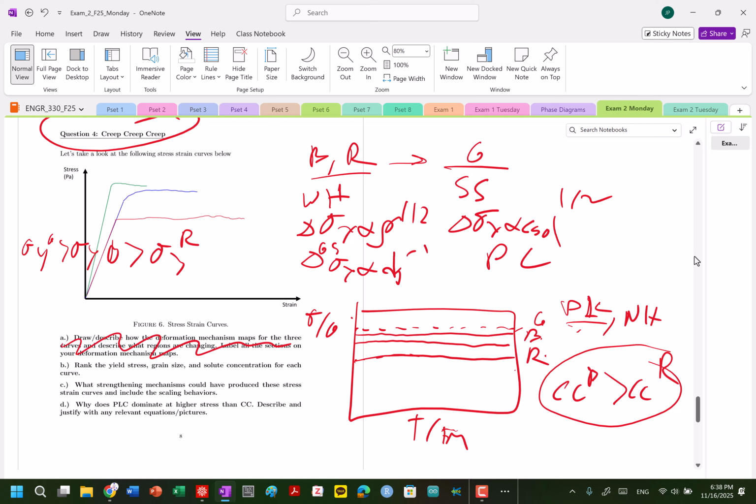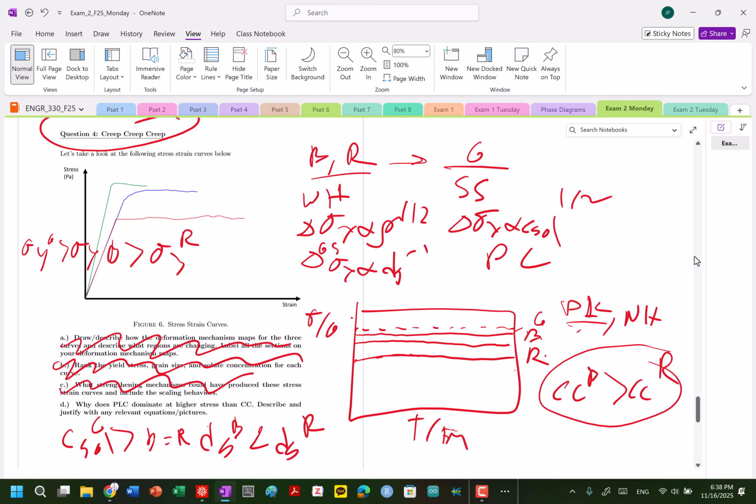So that's fine. For my yield stress, we've ranked them. Grain size: I know for sure my grain size of blue is smaller than my grain size of red. And we're not really sure about the other one. Solute concentration: I know my concentration of solute for my green curve is greater than that of my blue, and my blue and red are probably equal. Must be the same, actually. Excellent. So we've talked about that.